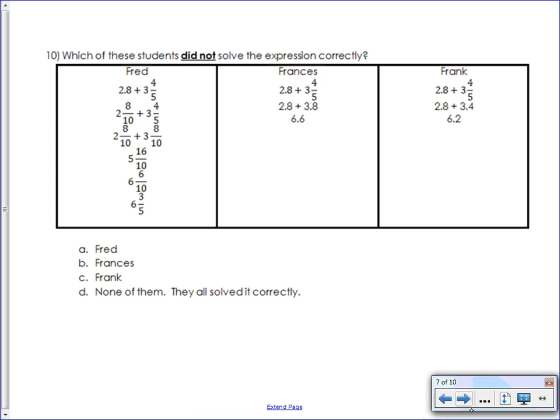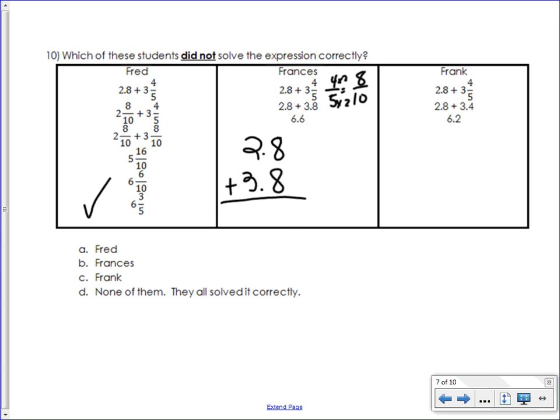Then he took a whole and added it to the wholes, which is 6, and he had 6/10 left over, which he changed to 6 and 3/5. This looks correct. Let's see what Francis did. Francis did 2 and 8/10 plus 3 and 4/5. If you're going to change it to tenths, 5 times 2 is 10, 4 times 2 is 8, so that's all right. So then she said 2 and 8/10 plus 3 and 8/10.